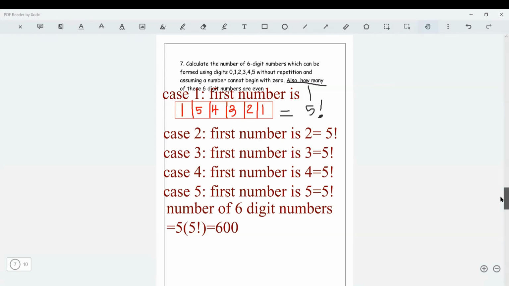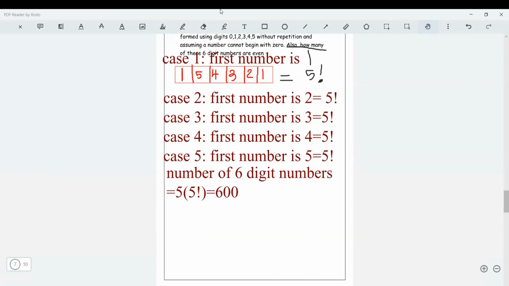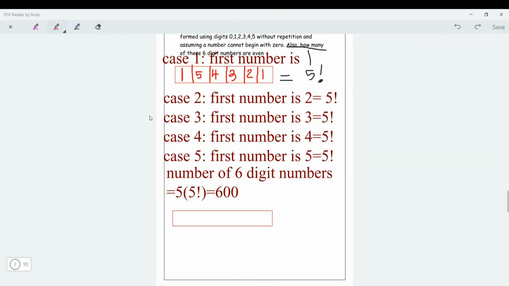Now, to determine how many of these numbers would be even, I like to draw my box. So if it's going to be even, then the 6-digit number that was formed, 1, 2, 3, 4, 5, 6, can end with either a 0, a 2, or a 4. That's the only way it can be even. So any one of the 3 numbers can go here.